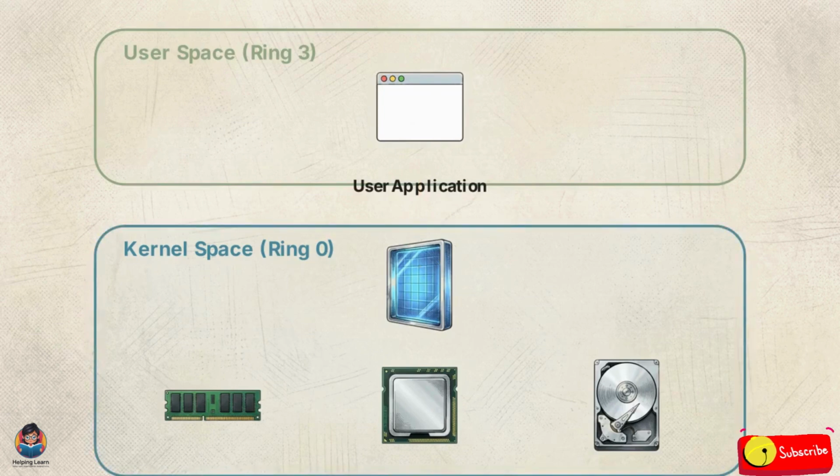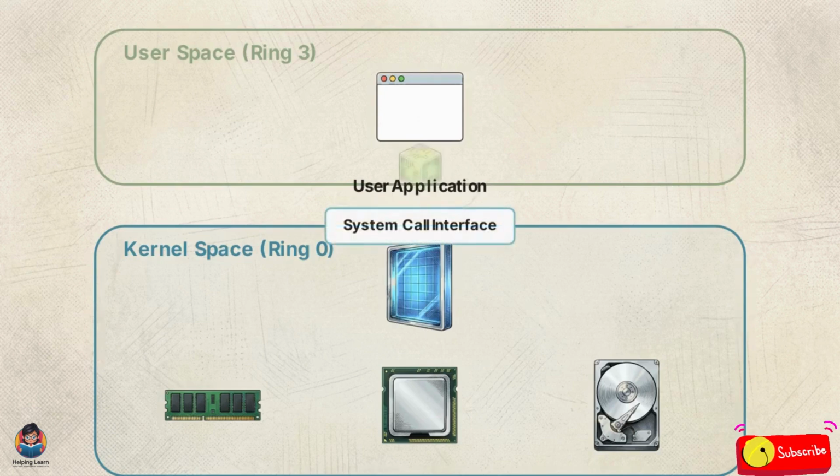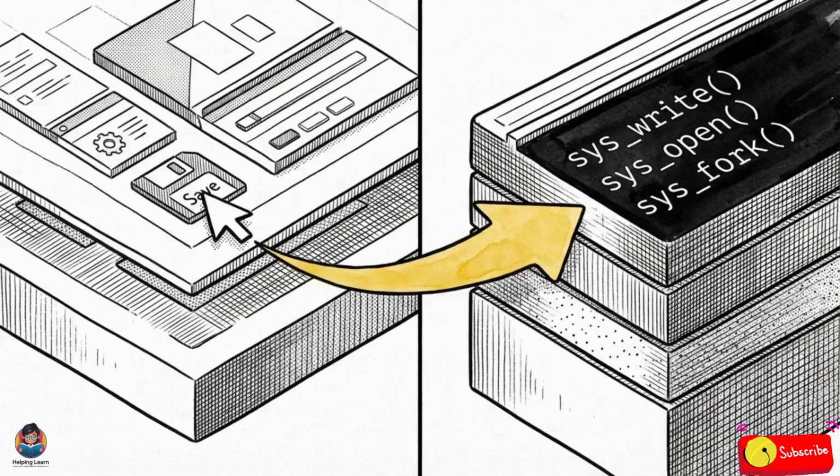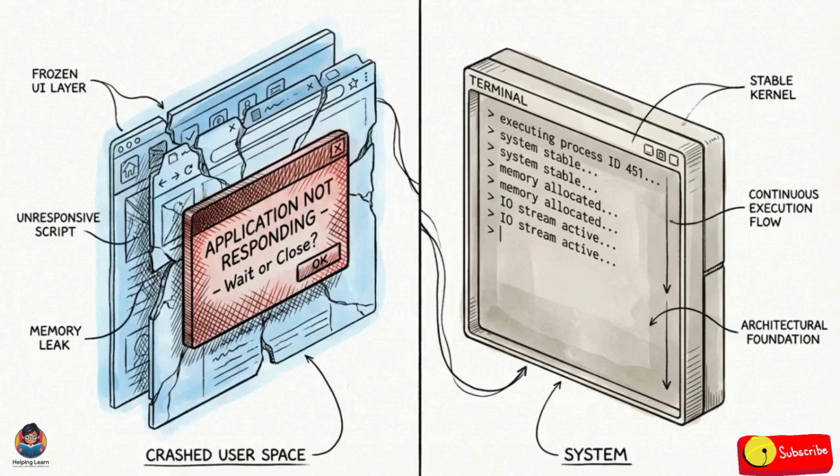This isolation is a hardware-enforced security principle. If a user space application tries to access hardware directly, the CPU actively blocks it. Instead, the application must ask permission through the system call interface, the only legitimate pathway. To save a file or create a process, it issues system calls like read, write, or fork, safely translating user intent into kernel action. This architecture guarantees system stability. A web browser crashing in user space can't accidentally overwrite the CPU scheduling instructions running in kernel space.